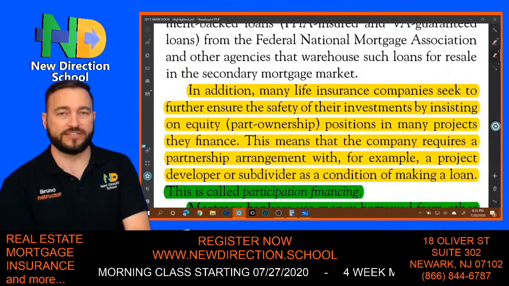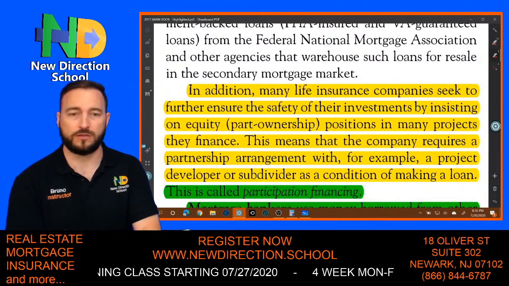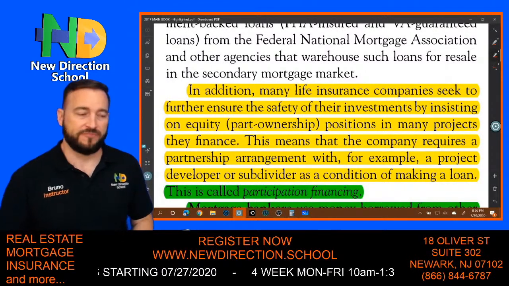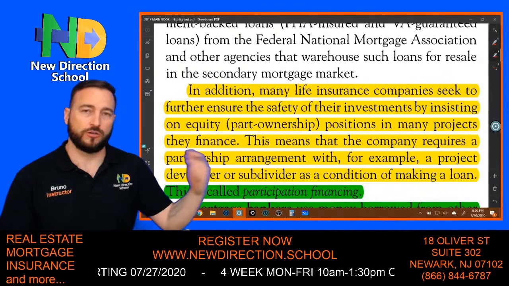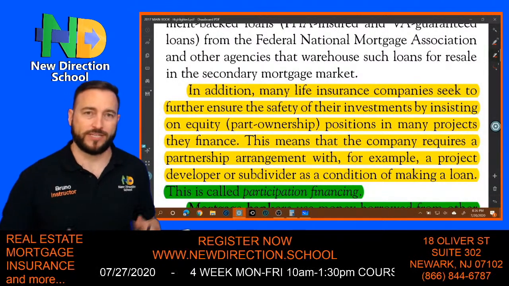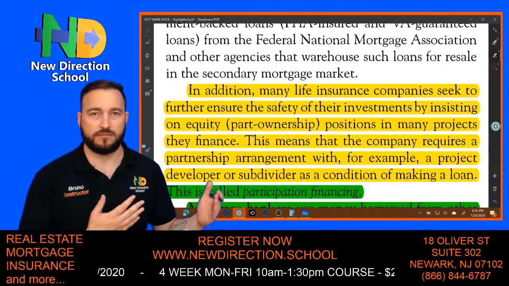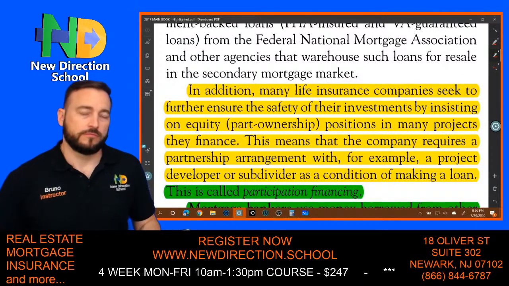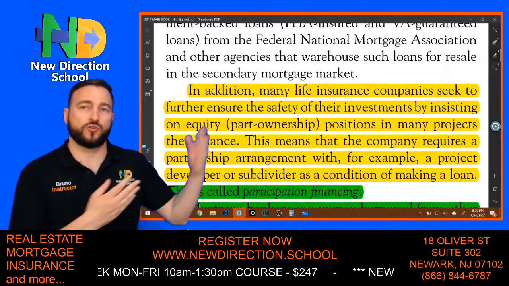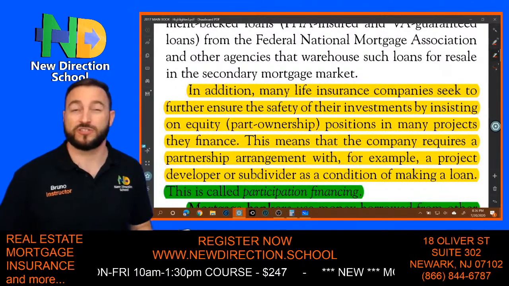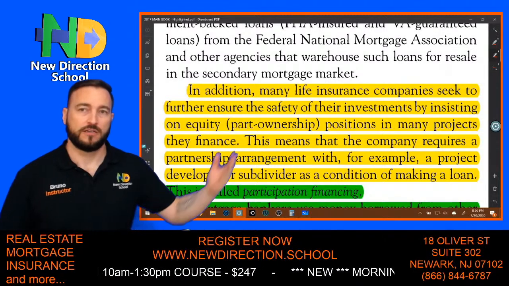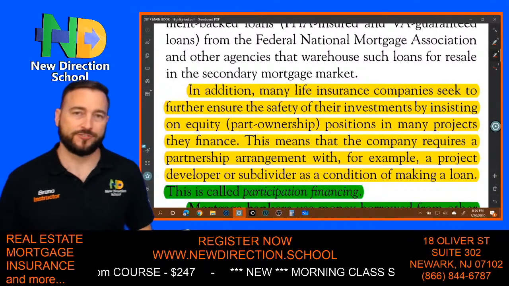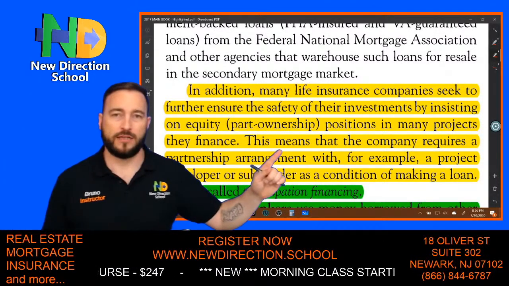People will die. They know they have to pay out a claim. Now, luckily, if it's a term policy, as we said before, hopefully it will expire before they have to pay out. But if it's a permanent life insurance, it's long term, then they know that at one point, most likely, they will pay out, all right? So to ensure, like I said before, they invest the majority of the money. To ensure their investments, they go for more solid types of investments, usually taking part ownership or equity positions in projects that they finance. So why am I stopping here at this one?